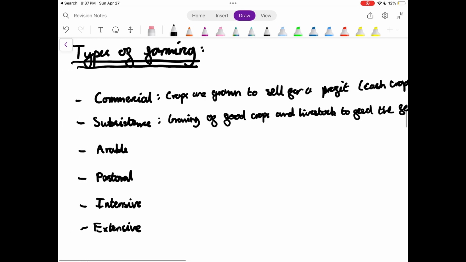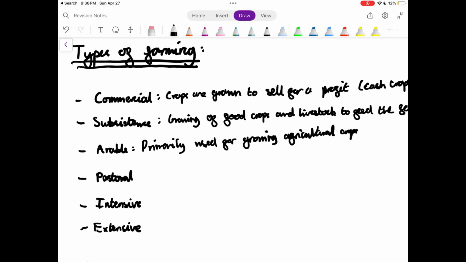Okay, and next we're going to be looking at arable. So arable refers to farms that are primarily used for growing agricultural crops. And pastoral farms are primarily used for raising of livestock.